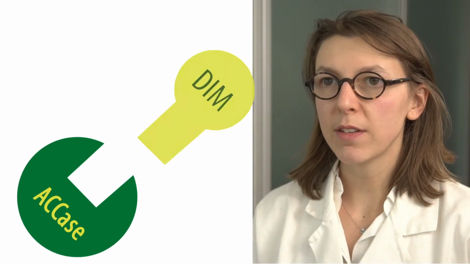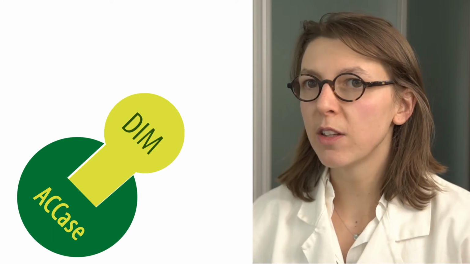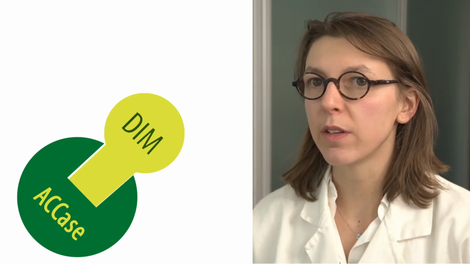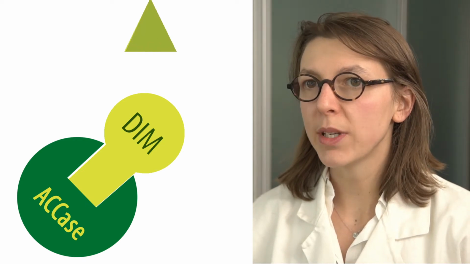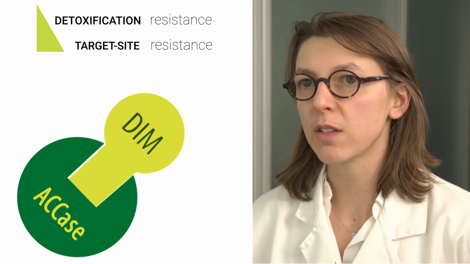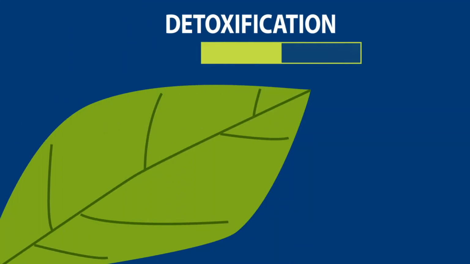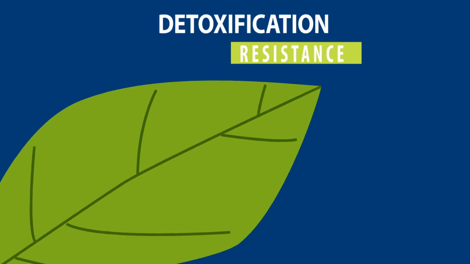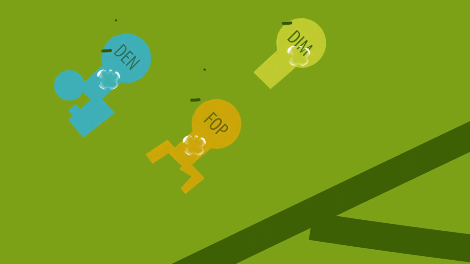For herbicidal efficacy to occur, the active substance must reach its target. Any mechanism avoiding this is a resistance mechanism. There are 2 major resistance mechanisms for ACC-ACE inhibitors: detoxification resistance and target site resistance. Detoxification resistance: the active substance does not reach the target. It is metabolized beforehand by the plant's enzymatic machinery.